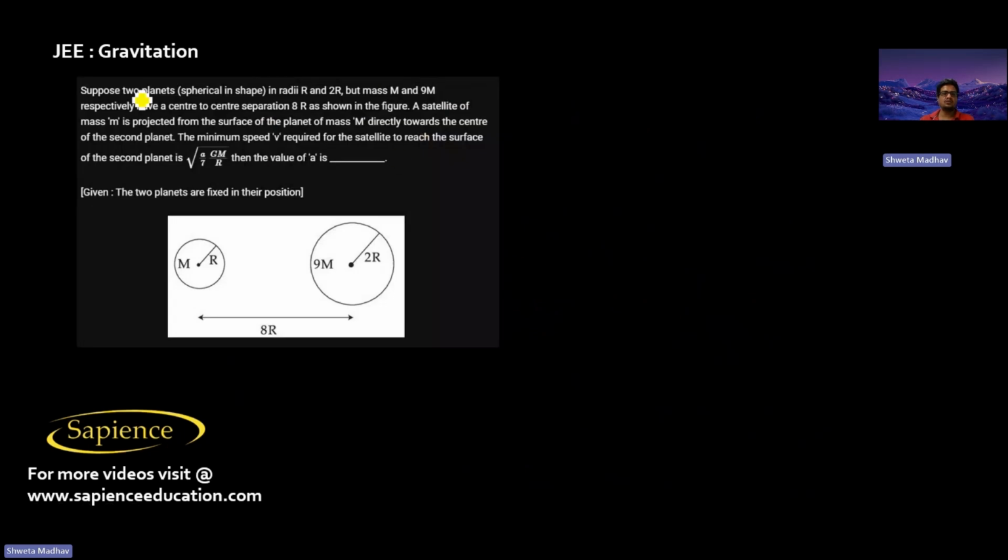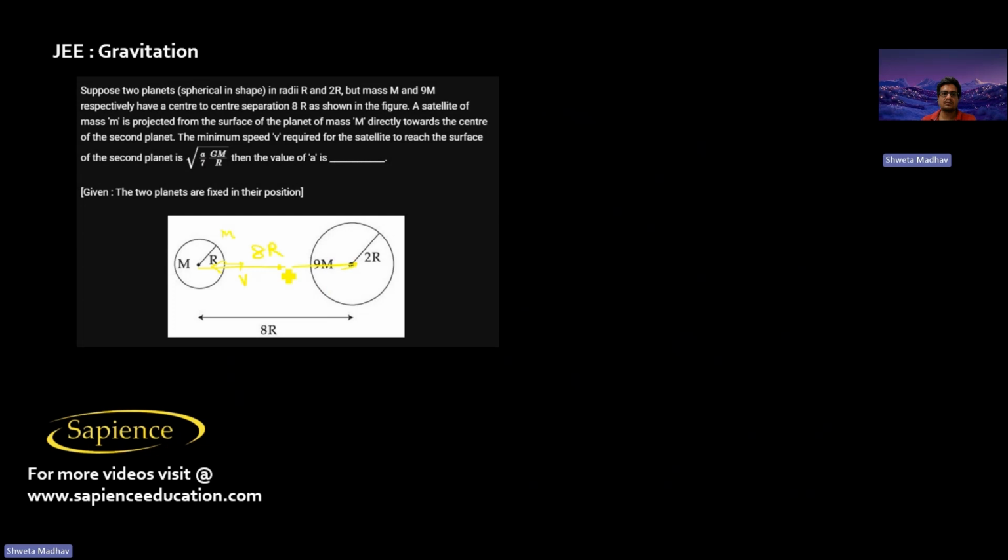And here it is told, suppose 2 planets in spherical shape with radii r and 2r, but mass M and 9M respectively, have a center to center separation 8r, as shown in the figure. A satellite of mass m is projected from the surface of the planet M directly to the center of the second planet. The minimum speed v that is required for the satellite to reach the surface of the second planet is root over a by 7 into GM by r, and the value of a is... The 2 planets are fixed in their position.